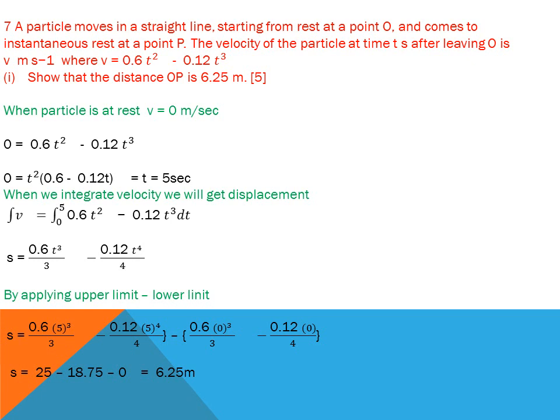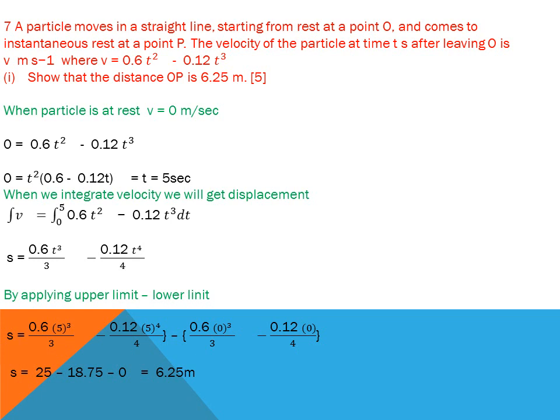So v is equal to 0, which gives 0 equals 0.6t squared minus 0.12t cubed. Here I find that t is equal to 5 seconds. It means the object moving from O to P takes 5 seconds. Hence I should integrate, because if we integrate velocity we find the displacement or distance. By applying the limits: the lower limit is 0 because the initial time is 0, and when it stops at P the final time is t equal to 5 seconds. So from 0 to 5.